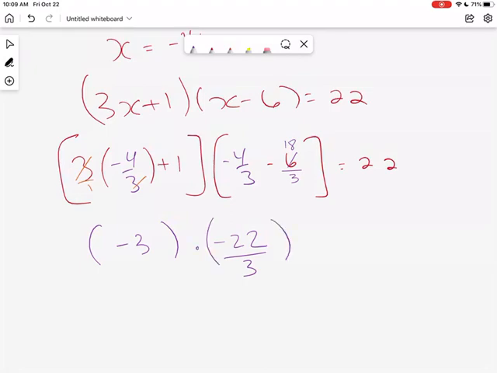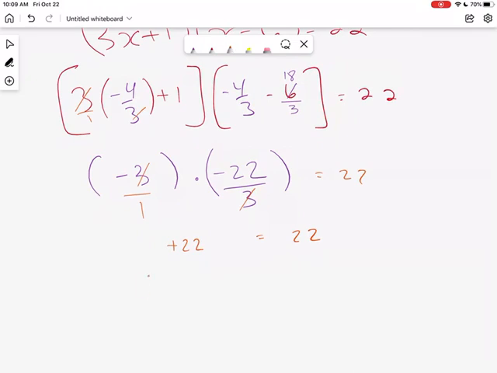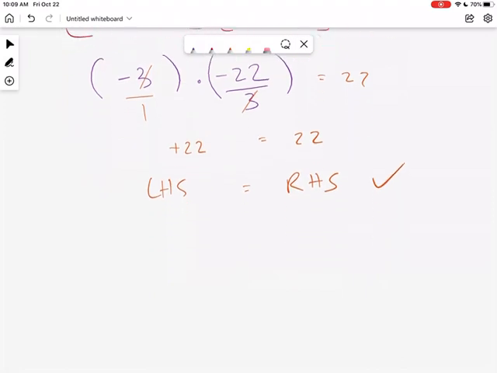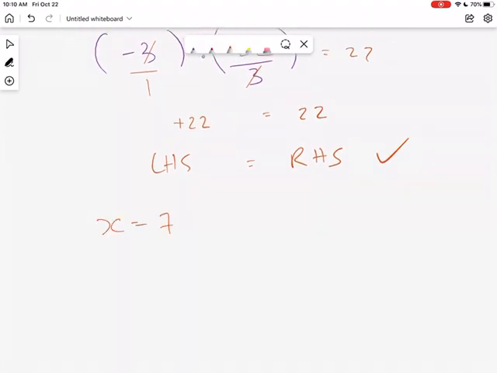And I'm multiplying these two together. And then again, same idea. This is like negative 3 over 1, and I can cancel out these 3s, cross-canceling, when I'm multiplying my fractions. And I have negative 1 times negative 22, which gives me positive 22. And again, I have left-hand side equals right-hand side. So that means that both of my solutions, x equals 7 and negative 4/3, are both solutions in this case for this equation.